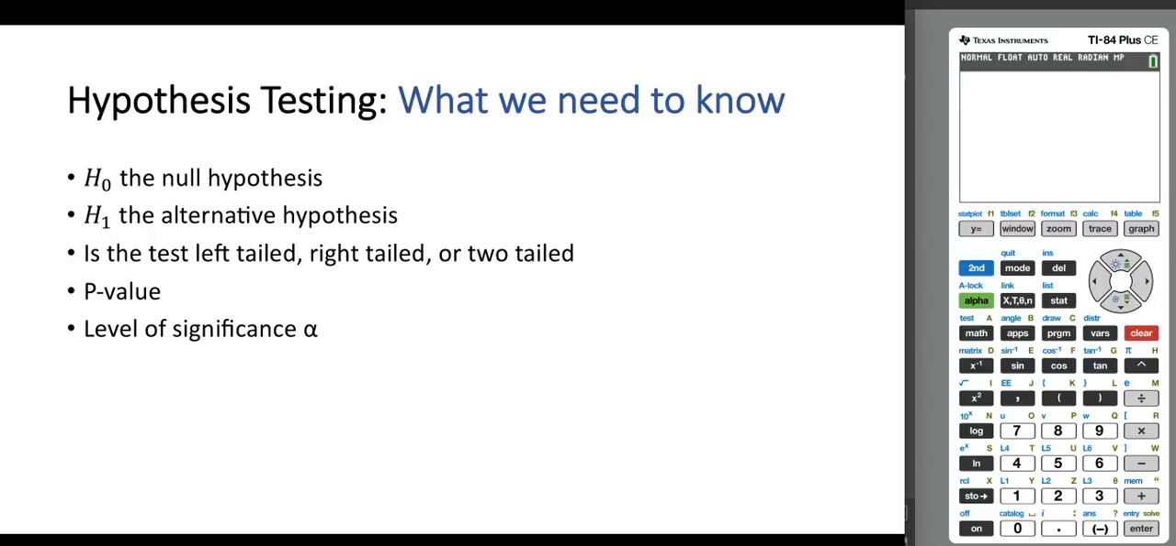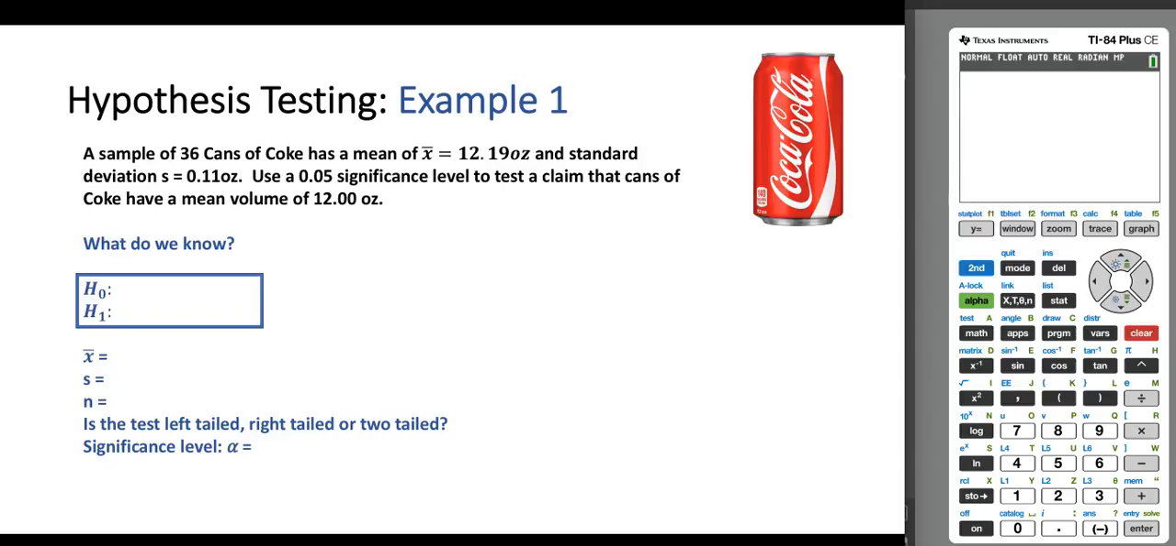So let's get started. What do we need to know? Well, once again, we're going to need to identify the null hypothesis and the alternative hypothesis. We're going to have to know if the test is left-tailed, right-tailed, or two-tailed. We're going to have to find the p-value and the level of significance. So let's look at an example.